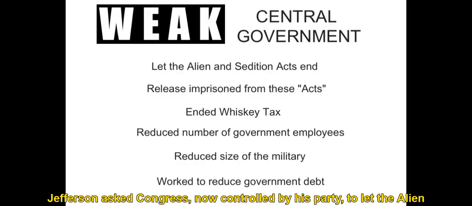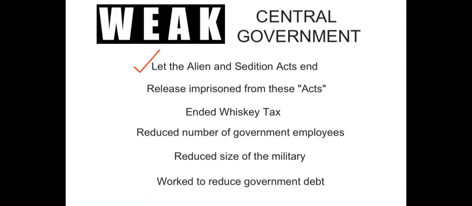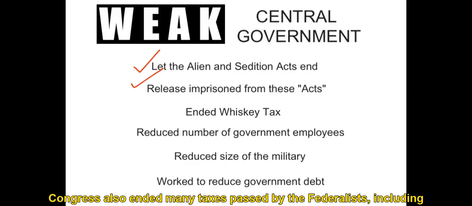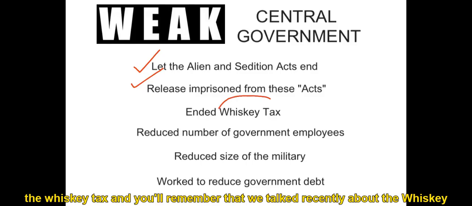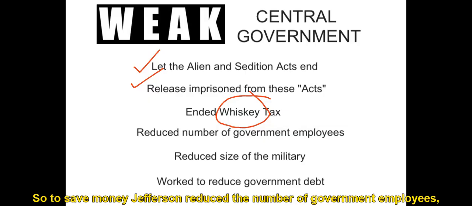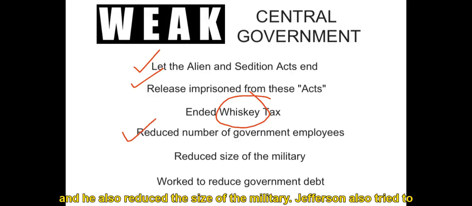Jefferson asked Congress, now controlled by his party, to let the Alien and Sedition Acts end. It did. And Jefferson also released people in prison under these acts. Congress also ended many taxes passed by the Federalists, including the whiskey tax. And you'll remember that we talked recently about the Whiskey Rebellion. The loss of tax money lowered the government's income. So to save money, Jefferson reduced the number of government employees and he also reduced the size of the military.